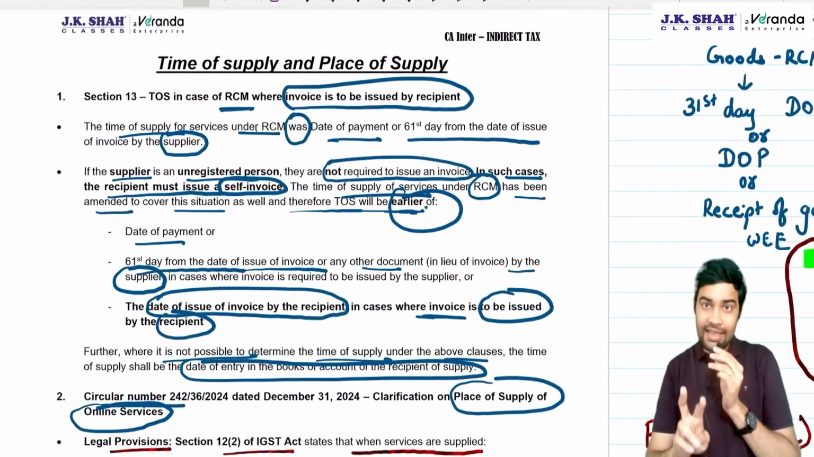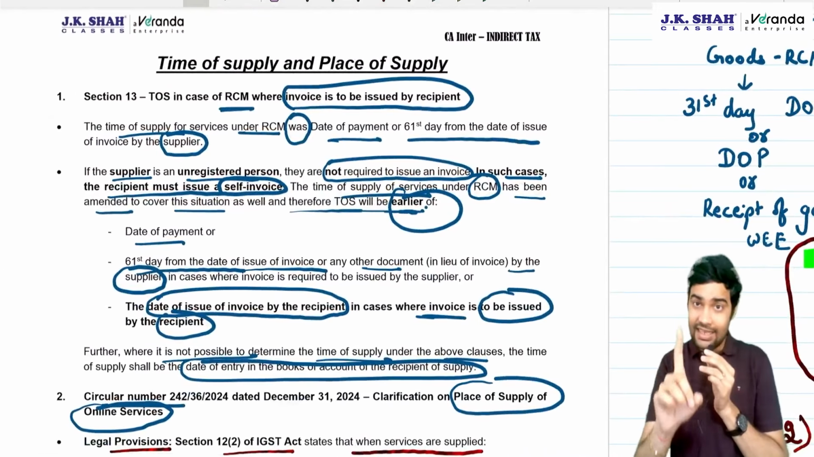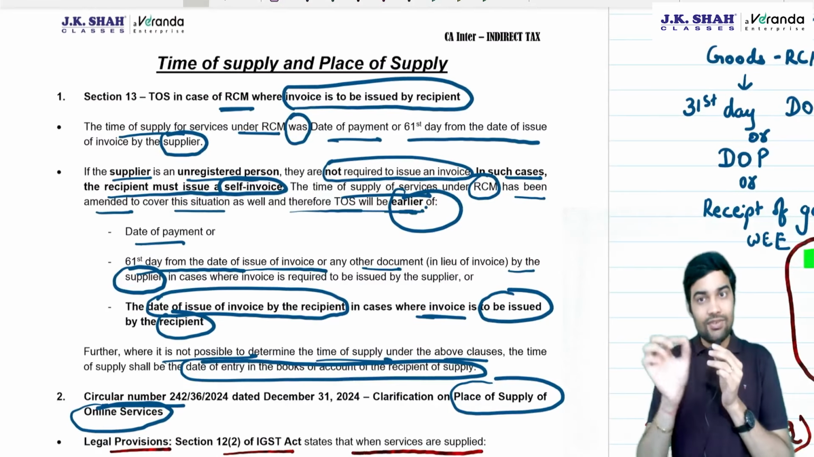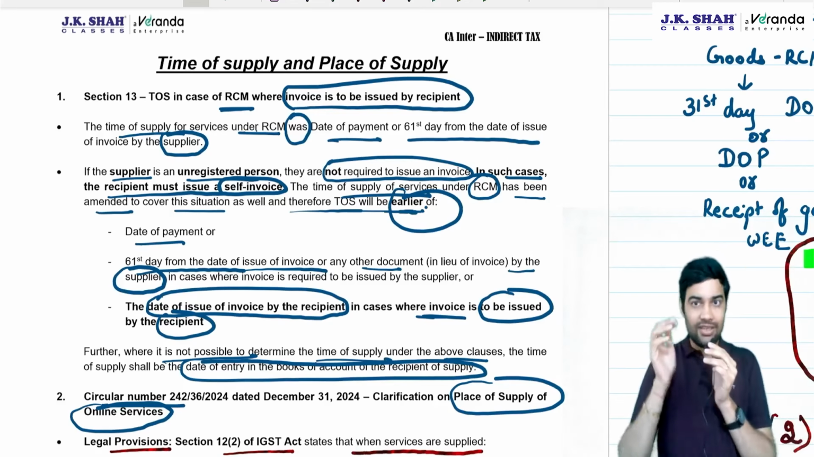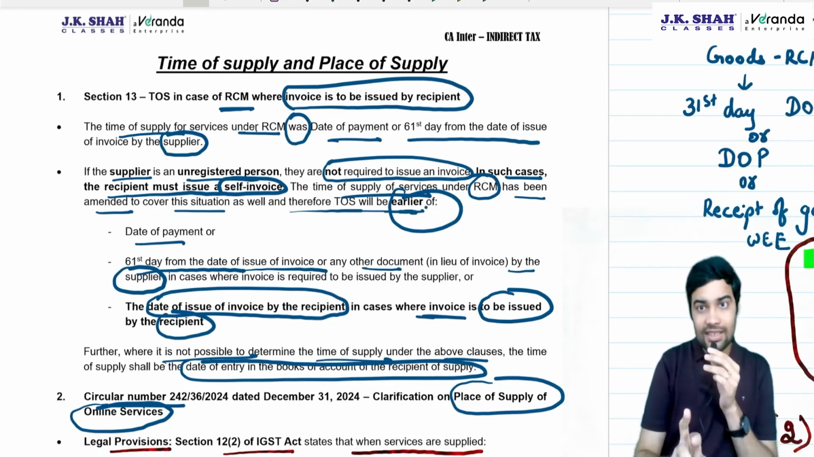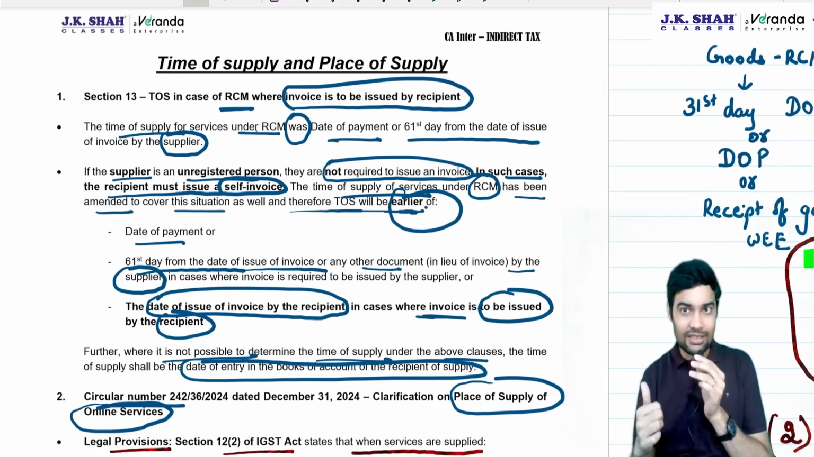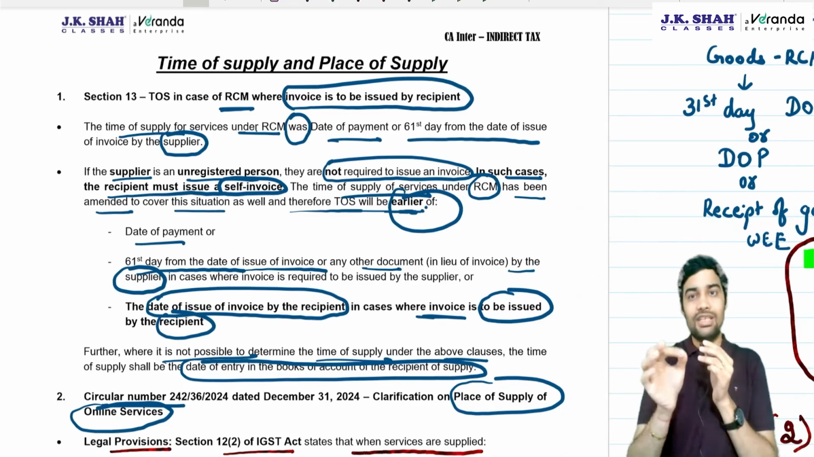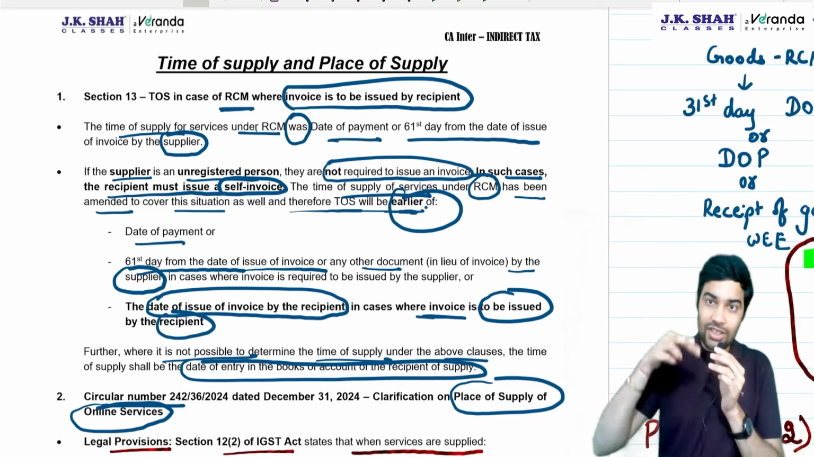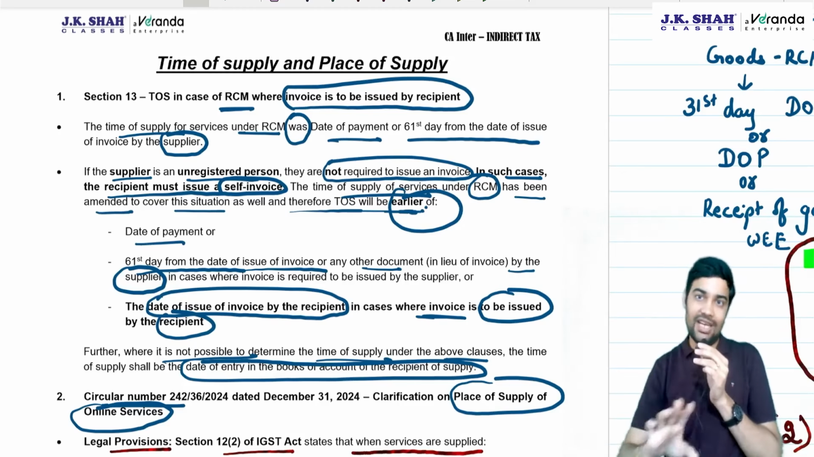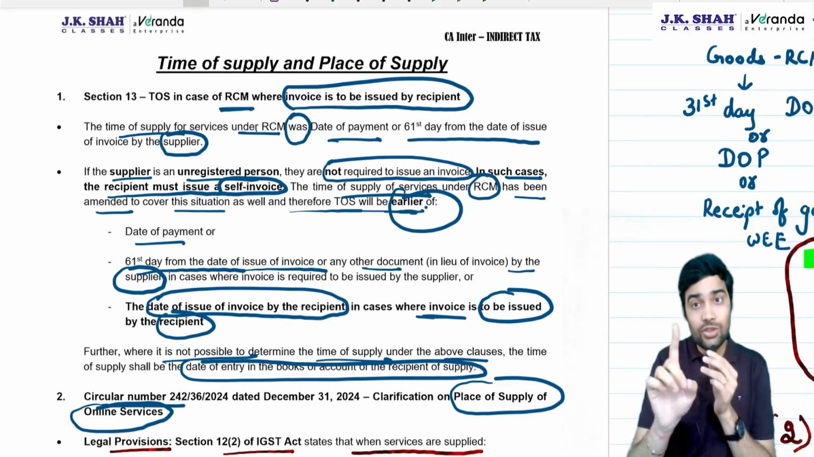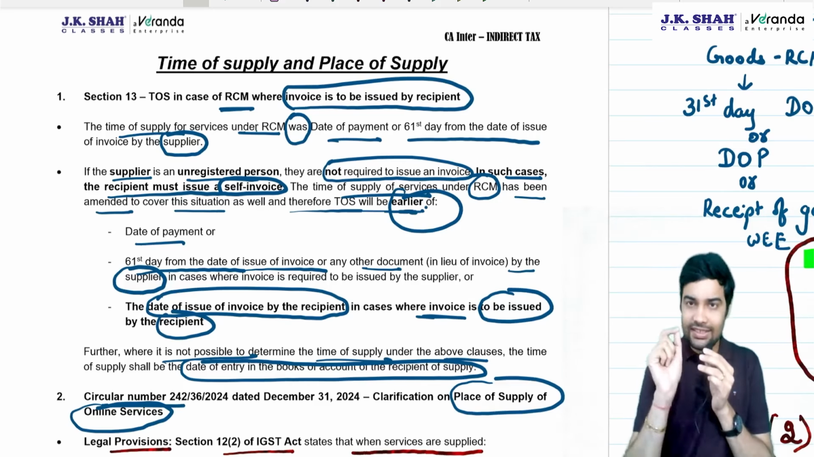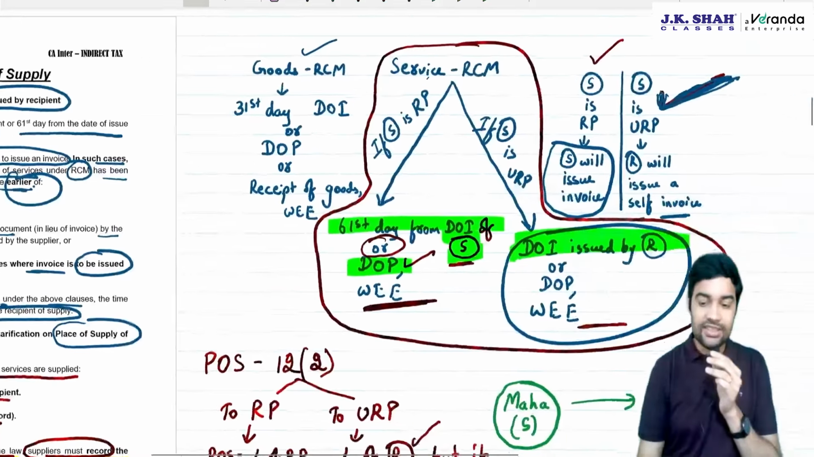Time of supply in case supplier is registered and it's a case of RCM: 61st day from date of invoice or date of payment, whichever is earlier. If supplier is unregistered, who has to pay the tax? Recipient has to pay the tax. Who has to raise an invoice? Recipient has to do a self invoice. Date of issue of invoice by recipient or payment date, whichever is earlier. The time limit to issue this invoice is 30 days from the date of receipt of goods or services. No change in goods RCM.